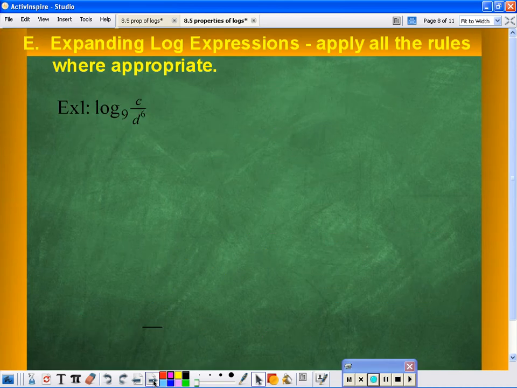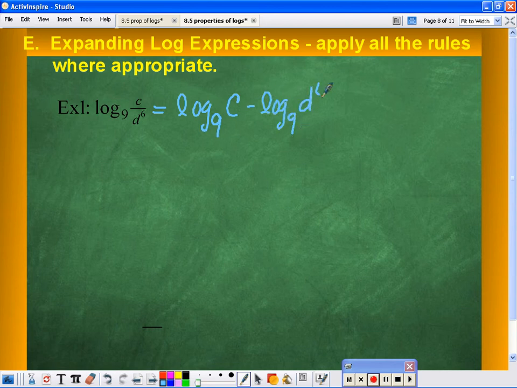We have expanding log expressions, applying all the rules that we just learned today and seeing what we can do when we put them all together. So in the problem, we see that we have some division here. We see the division bar. And then we also see that we're probably going to use the power rule. So we have two different situations that we're going to address and work out. So let's do the division first. Let's see what happens when we break that apart. We'll have log base 9 of c minus log base 9 of d to the 6th.